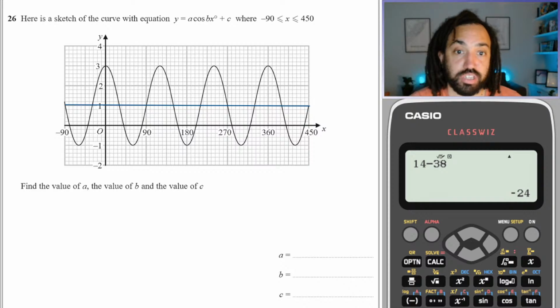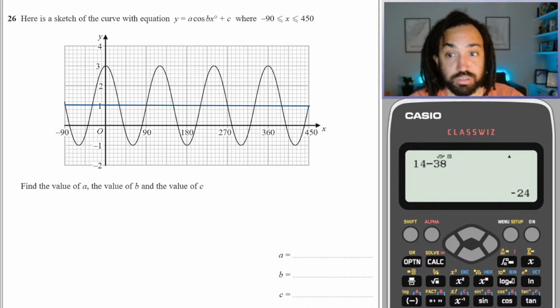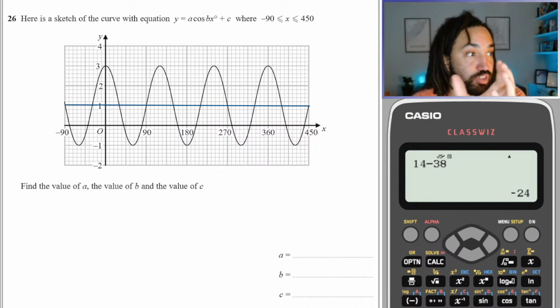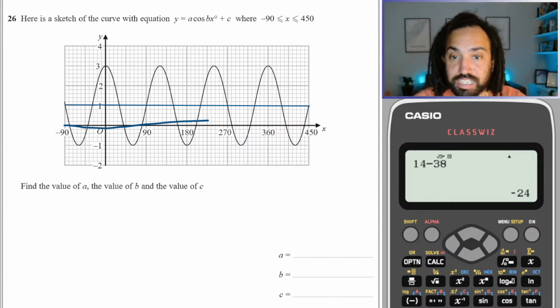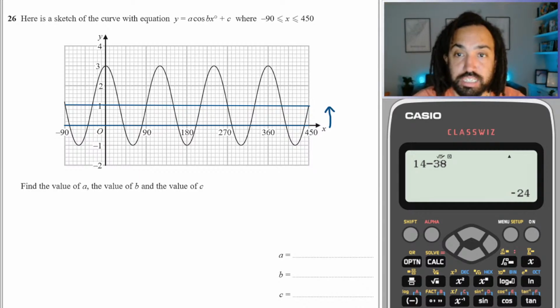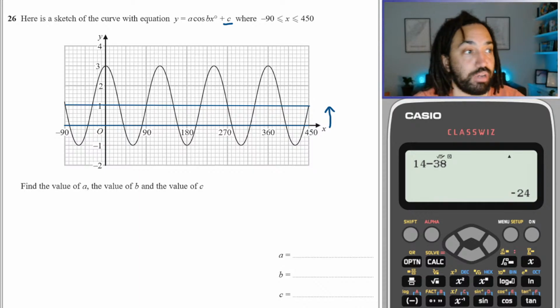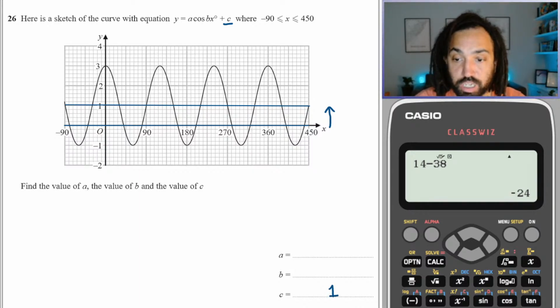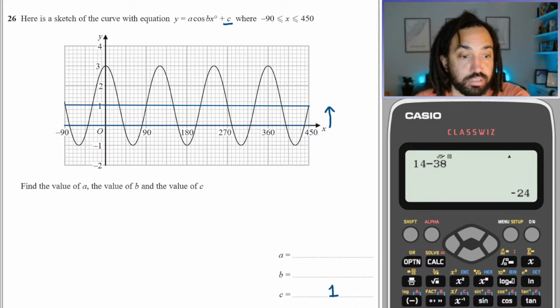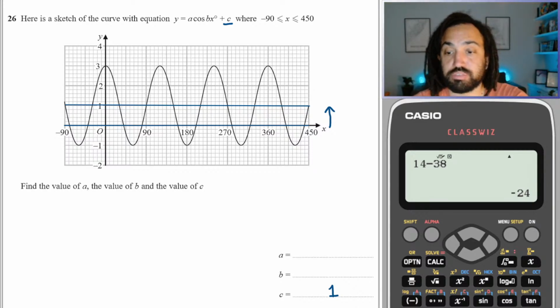Now, the reason why I've done that is because that really tells us how much the graph's been shifted up. Because the original cos graph has that line of symmetry along the x-axis. So it's clearly been shifted up by 1 unit. And to shift something up by 1 unit, you add on to the function. So therefore c is 1. So that's the first part.